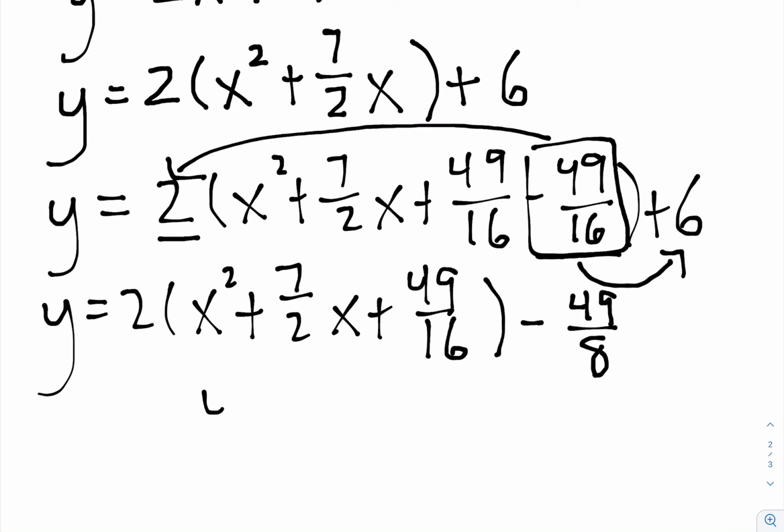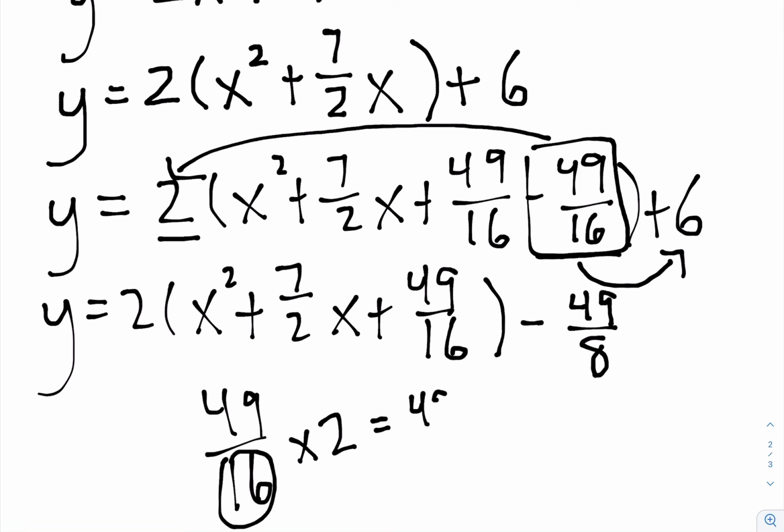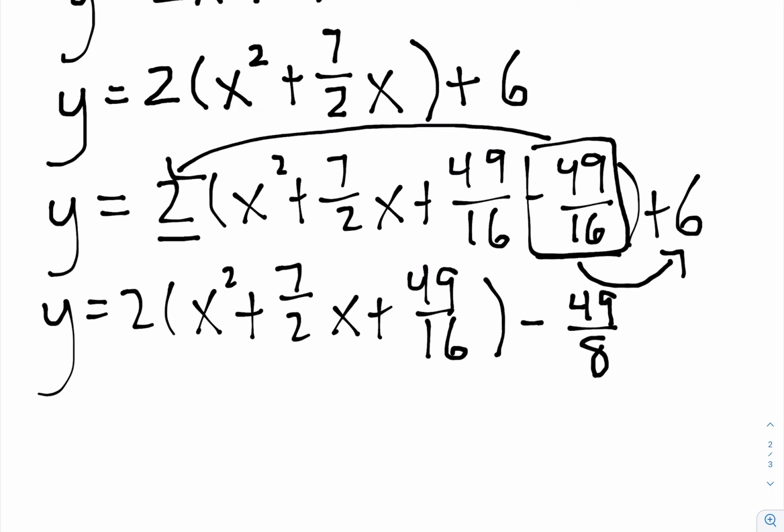So essentially what I'm saying is this fraction is going to become minus 49 over 8. Because if we have 49 over 16 and we multiply it by 2, this bottom here, this 16, is going to become half as big. So this is going to be 49 over 8. Okay. So our fraction now is 49 over 8, and we're still adding 6, right? We're still adding 6 on the outside there.